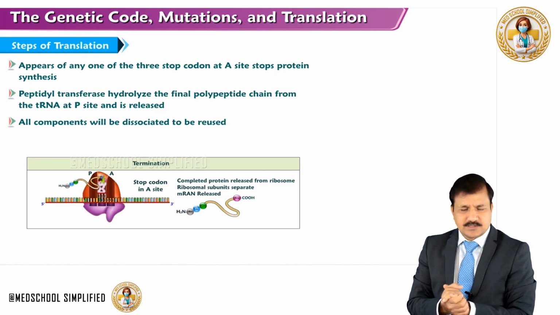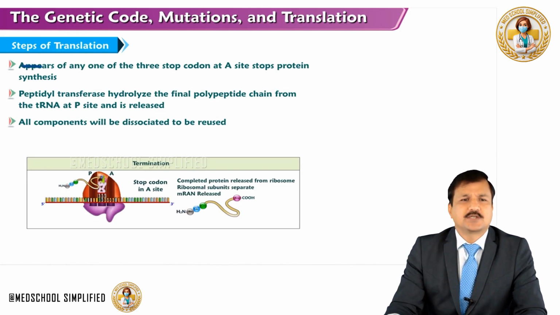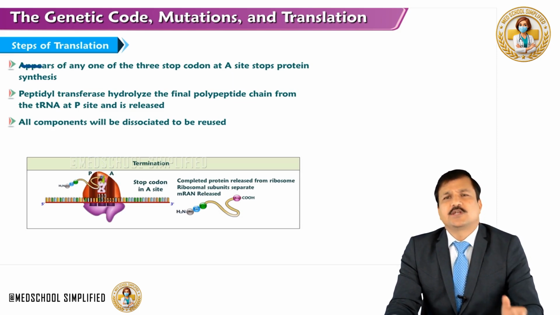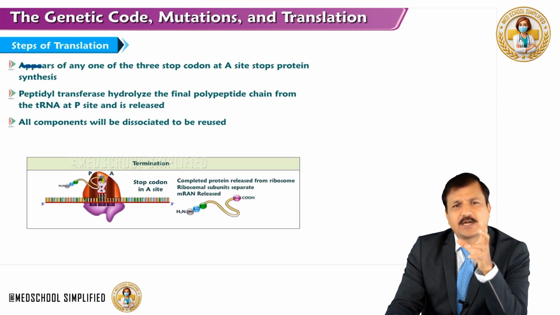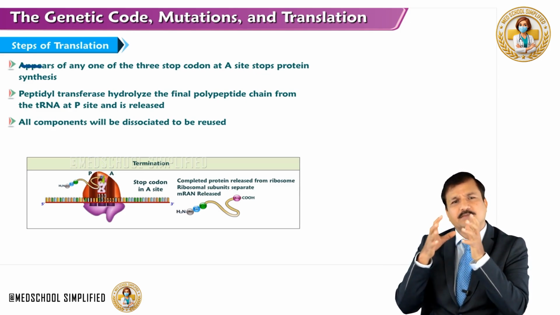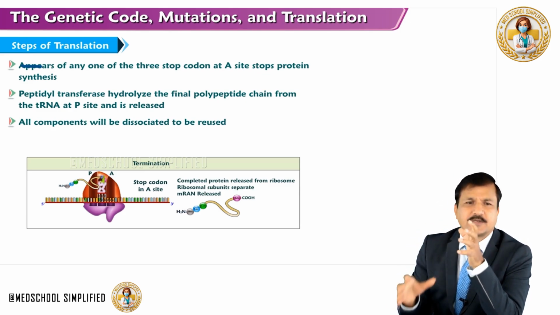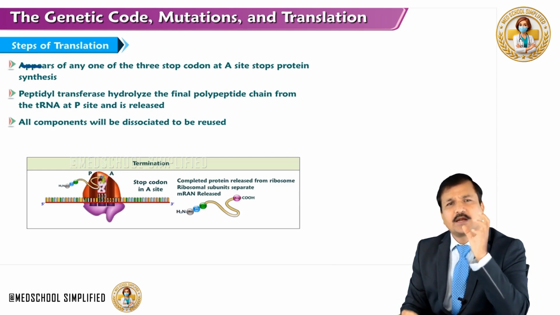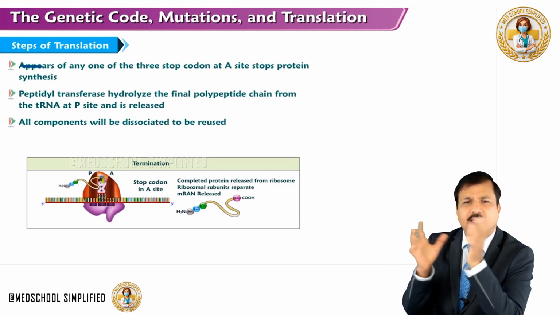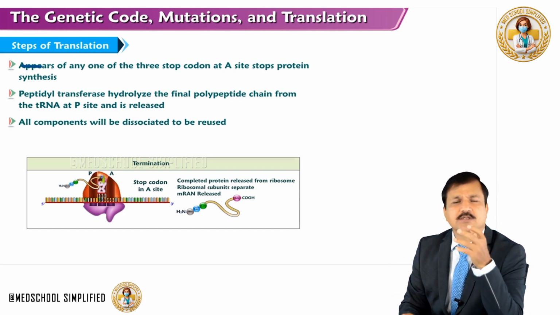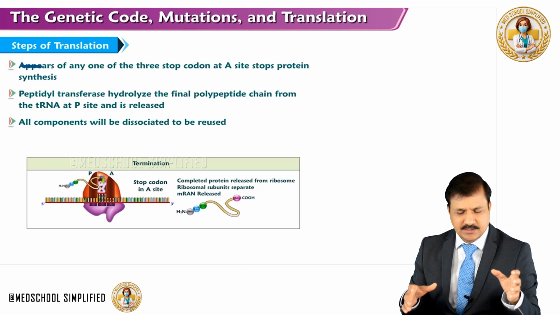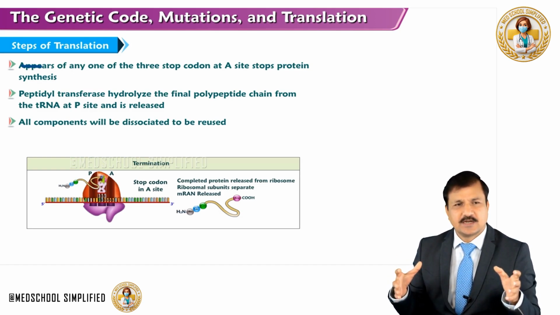Coming to the termination process. Now let me explain the termination process. When any of the 3 stop codons moves into the A site, the peptidyl transferase, with the help of releasing factor, hydrolyzes the completed protein from the final tRNA in the P site. So once this happens, mRNA, ribosomes, tRNA and all the factors will be dissociated and released, and they can all be reused for additional protein synthesis. And this is what happens in the termination, and the new polypeptide chain is released.